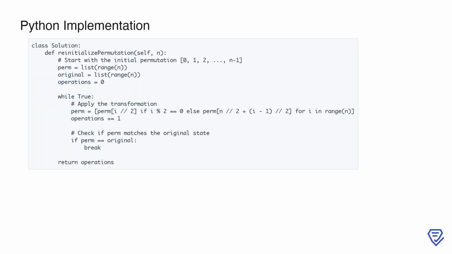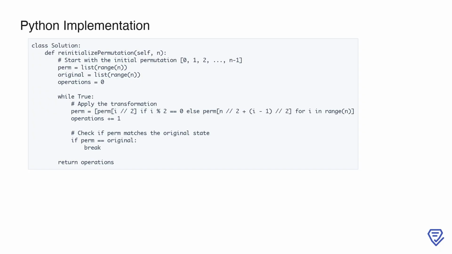This Python implementation solves LeetCode problem number 1806, minimum number of operations to reinitialize a permutation. The solution is based on simulating the transformation process and counting the number of operations required to return the permutation to its original state. We start by defining the function reinitializePermutation, which takes the integer n, the size of the permutation, as input. The initial permutation is represented as a list ranging from 0 to n-1, and we store this as both perm, the current state, and original, to compare against.